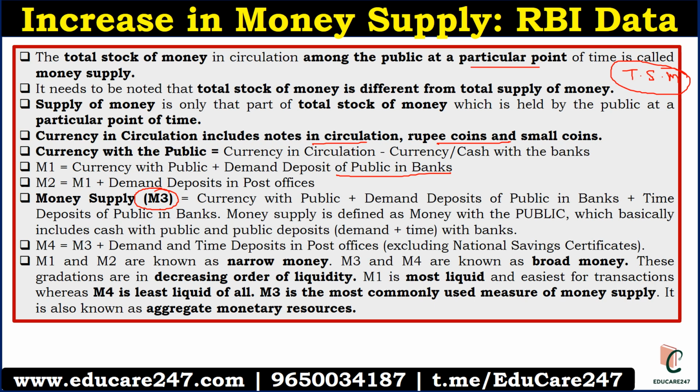this. It is excluded from M4. So M1 and M2 are known as narrow money and M3 and M4 are known as broad money, and these gradations are in decreasing order of liquidity. So basically M1 is the most liquid and easy to liquidate, but M4 is the least liquid of all, and M3 is most commonly used to measure the money supply. It is also known as aggregate monetary resources.